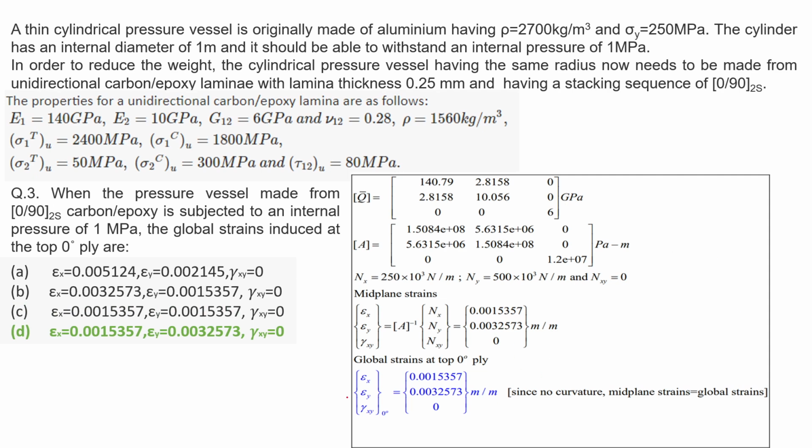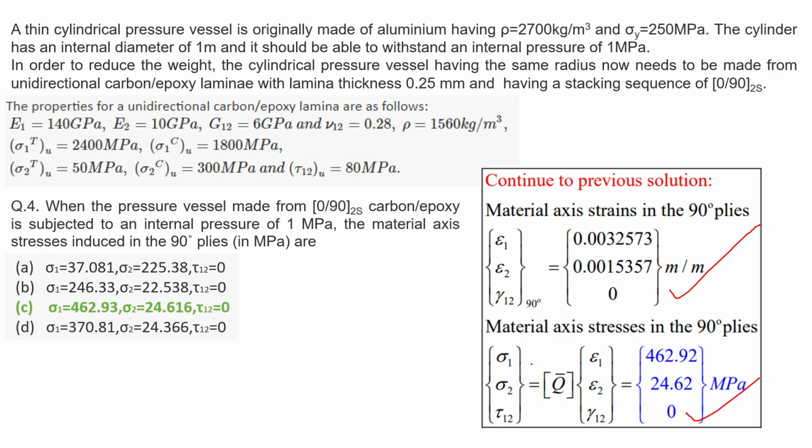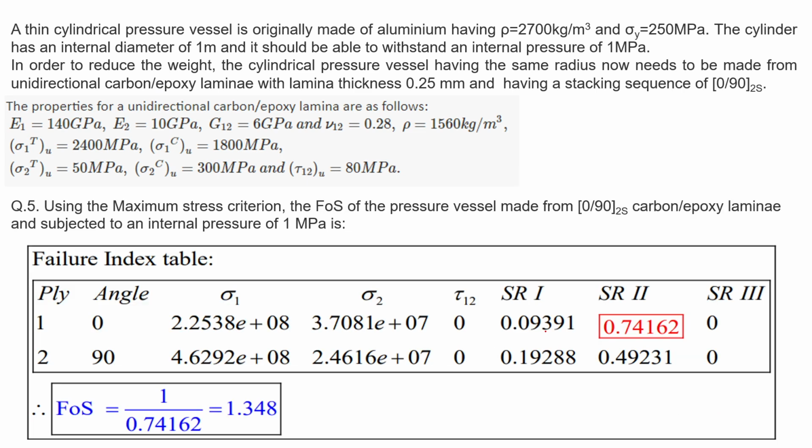For the 0-degree ply, the global strain is known to us, and that will be the same as the material strain. From that material strain, by using the reduced stiffness matrix, we will get the stresses for the 0-degree ply also. So now for the 0-degree ply and 90-degree ply, we have the stress values sigma 1, sigma 2 and tau 1 2. From these stress values, we have to divide by the ultimate tensile stress values in both directions, in the longitudinal direction and transverse direction.